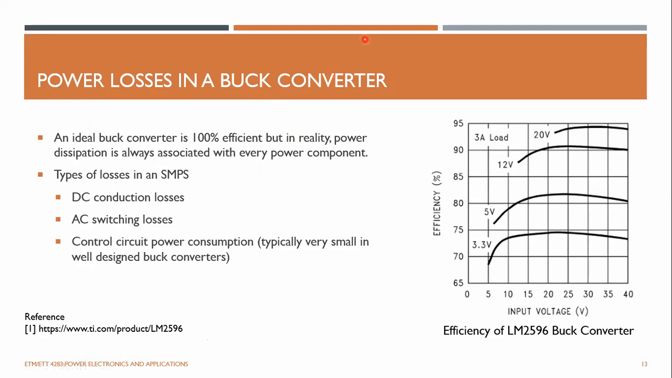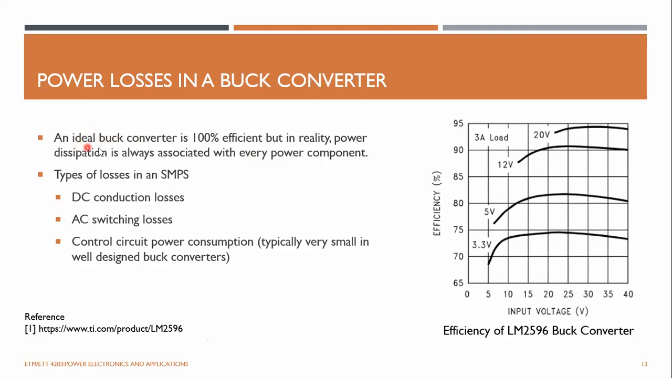As we can see here, we have this LM2596 buck converter. The efficiency goes against the input voltage as well as the output voltage. You could see here, when it's providing 3 amps load current and the output voltage is 20 volts, the converter can run at efficiency close to 95%. If the output voltage is 3.3 volts, from 5 to 40 volts input range, the efficiency of the converter is lower than 75%.